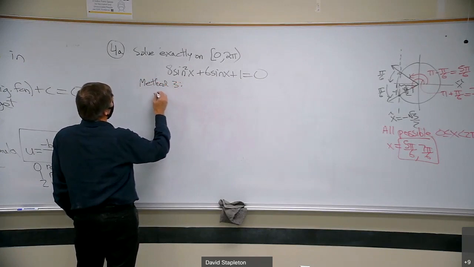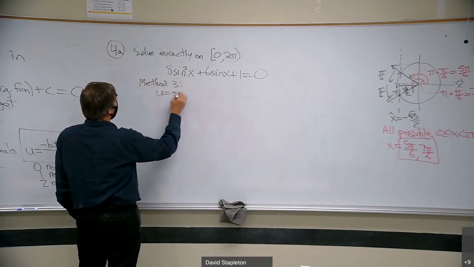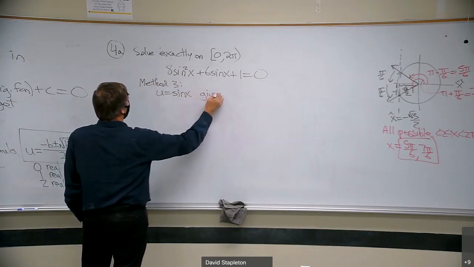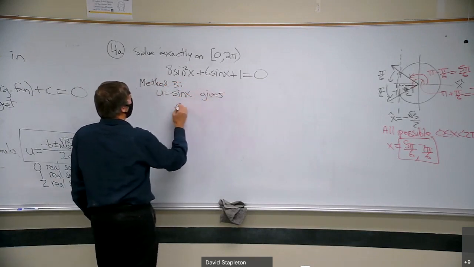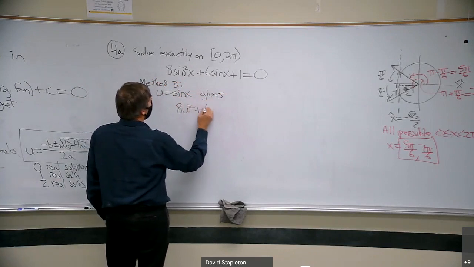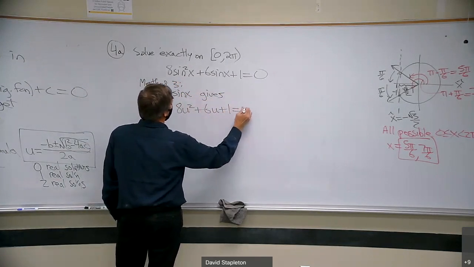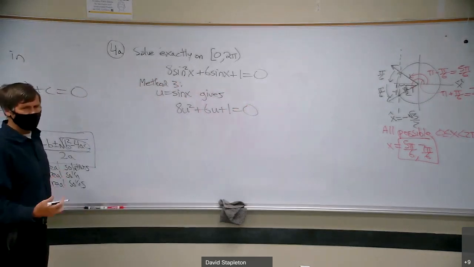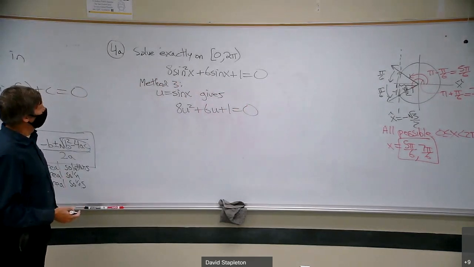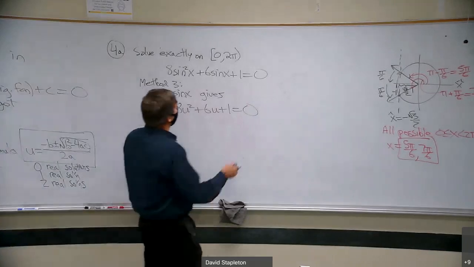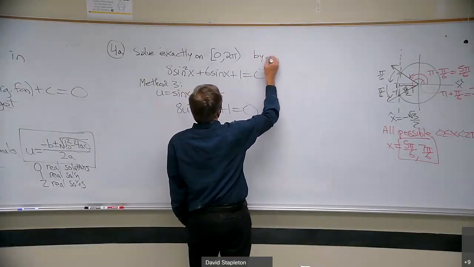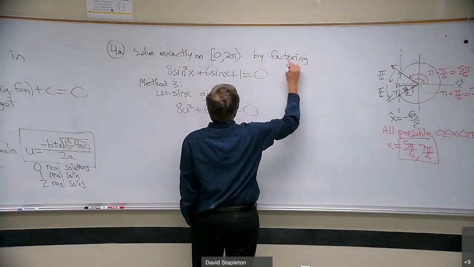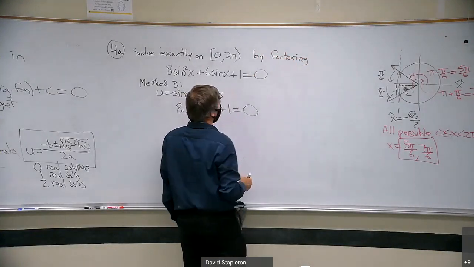Step 1, let u equal the trig function I see, sine x, to get 8u squared plus 6u plus 1 equals 0. Oh, a quadratic equation. From algebra, I know how to solve that, right? Let's solve this exactly by factoring. You can do either method actually on this one. Let's do it by factoring.